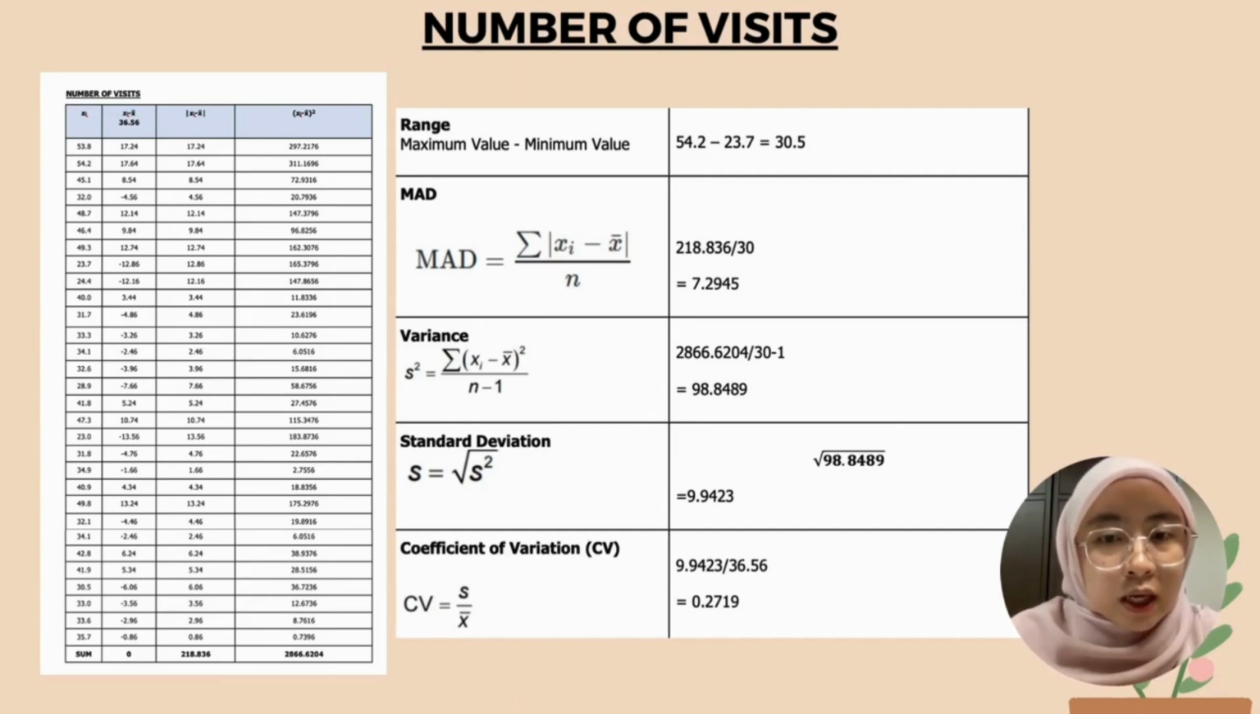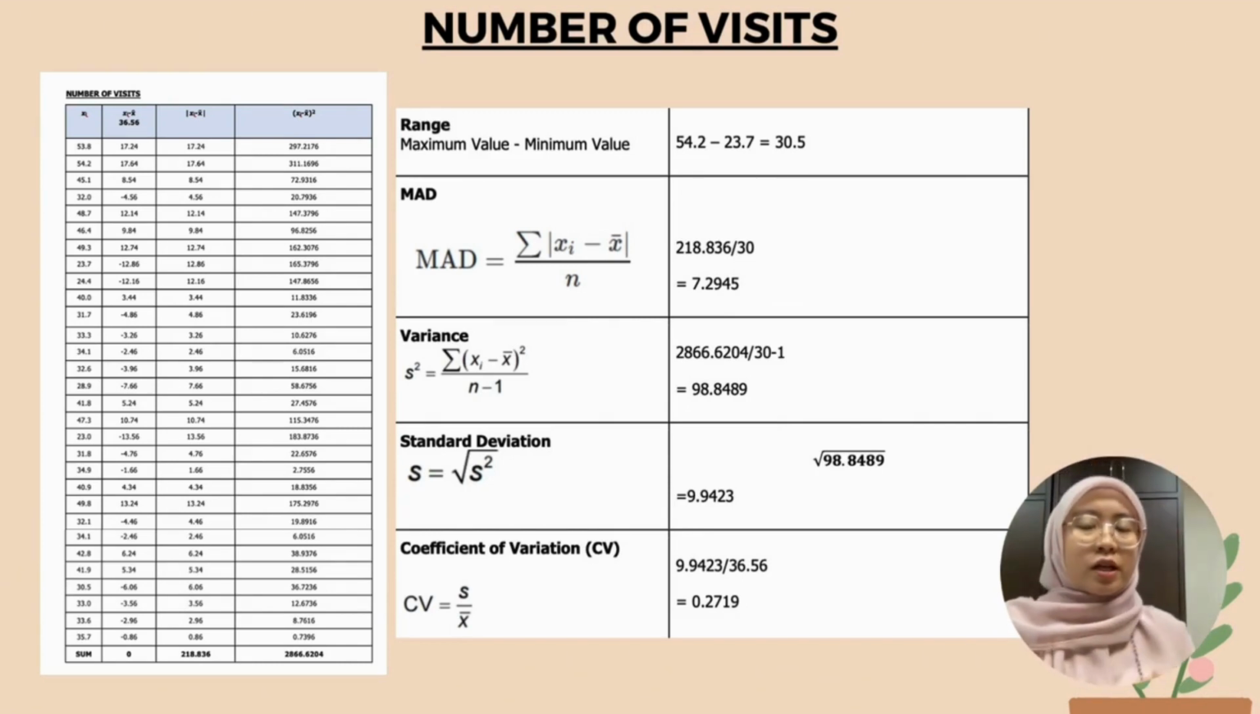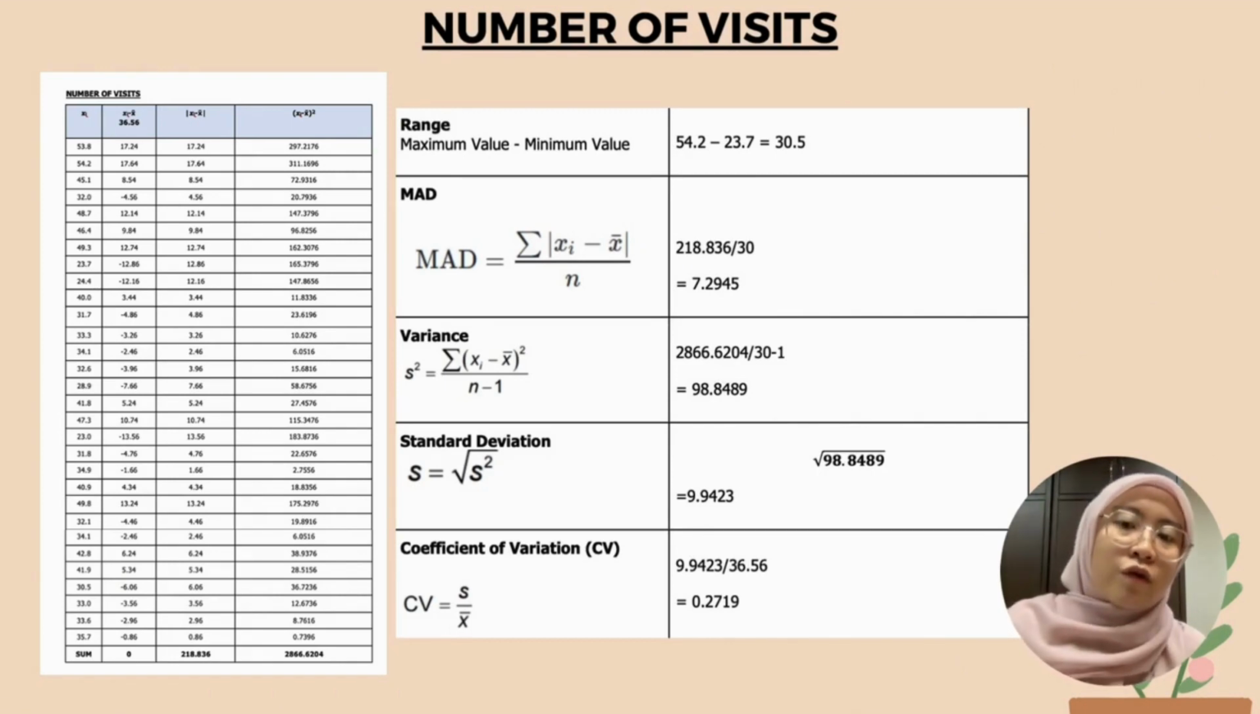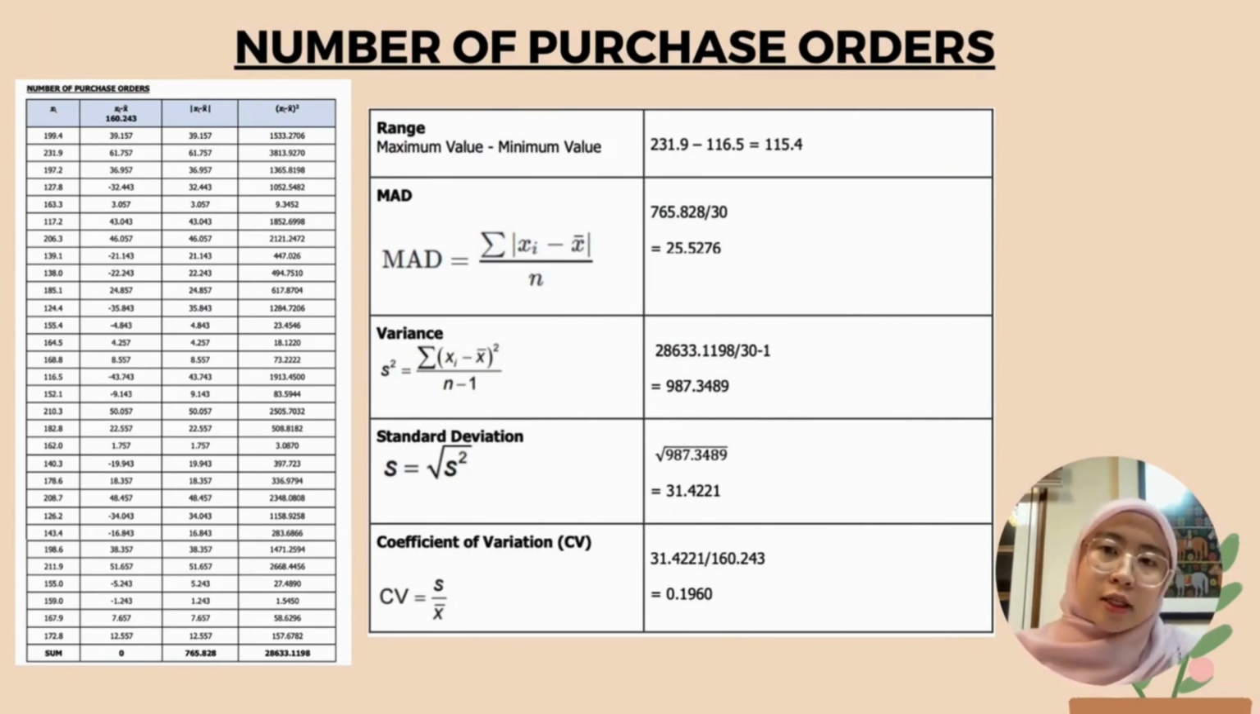So for the variance, we calculate 6.6204 divided by 30 minus 1, we get 69.8489. So for the standard deviation, we get 9.9423. And last but not least, the coefficient of variation, CV: 9.9423 divided by 36.56, we get 0.271. So next, we will calculate the number of purchase order.